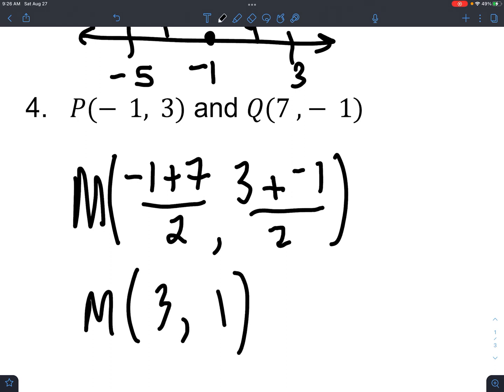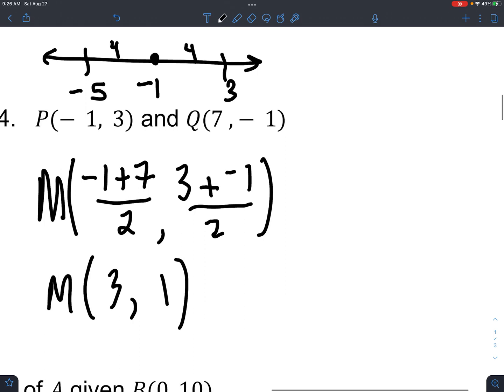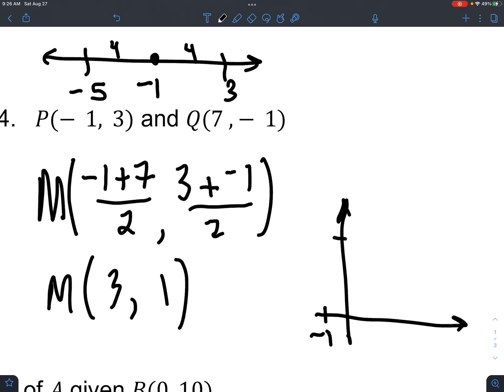So this is going to be 3 and 1. And you could verify that visually. So for this one, if we wanted to see it all on the plane, we'd go to -1, 3, which is right here. And then 7 and -1, which is right here. And the midpoint is at 3, 1.